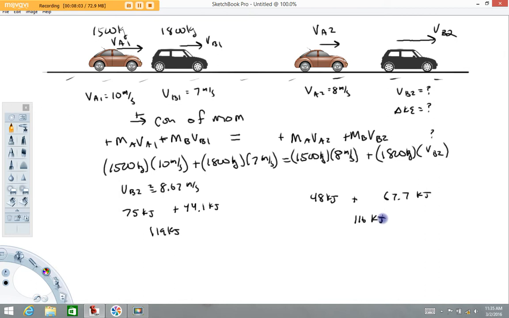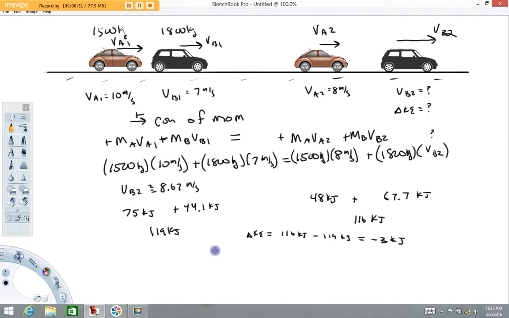Now you notice the system started with 119 kilojoules. It ended with 116 kilojoules. All right, so the loss here is 3 kilojoules. So the change in kinetic energy is equal to KE final, 116 kilojoules, minus KE initial, 119 kilojoules, which is negative 3 kilojoules.